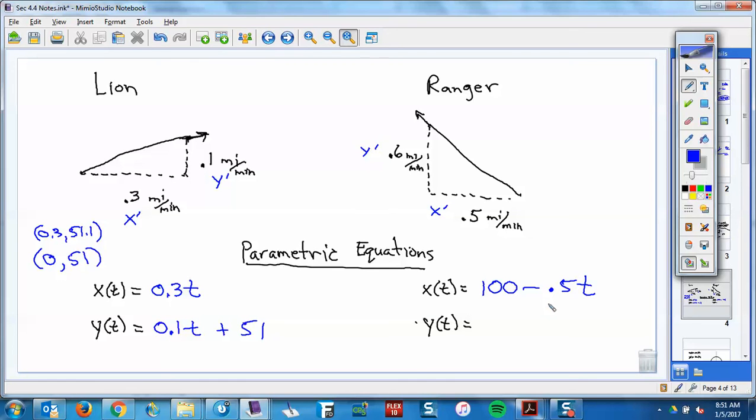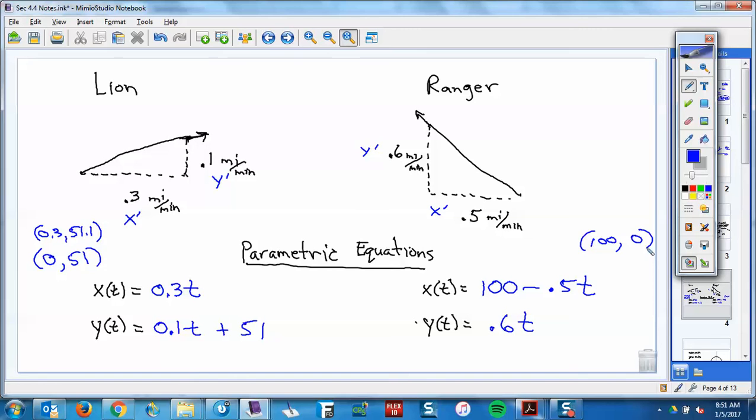The ranger was going this way. So he started at 100 over here, but then he lost 0.5 every minute. So when you put a 0 in there, you get 100, and then his y was 0.6t, right? Plus 0, because he started at the point (100, 0). So when t is 0, at time 0, he was at 100 for the x, and he was at 0 for the y.